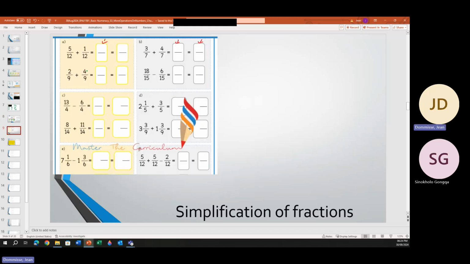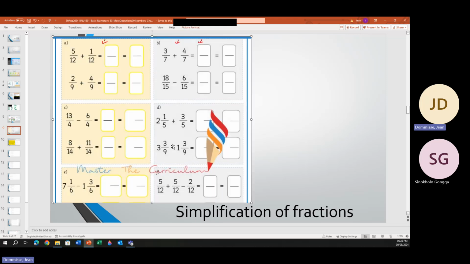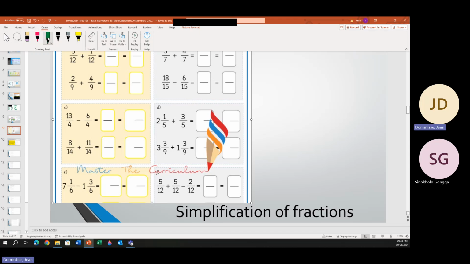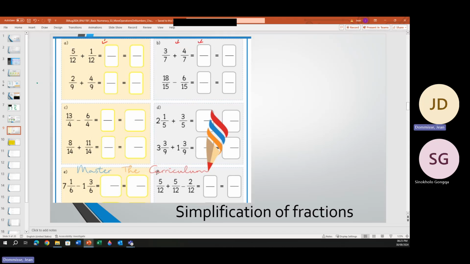What I've added here is a bit of homework, just to play around with fractions. Again, I will share it so that you can practice and see if you can get it right. Let's quickly do one or two of each, so that you can see what we want to get out of it.